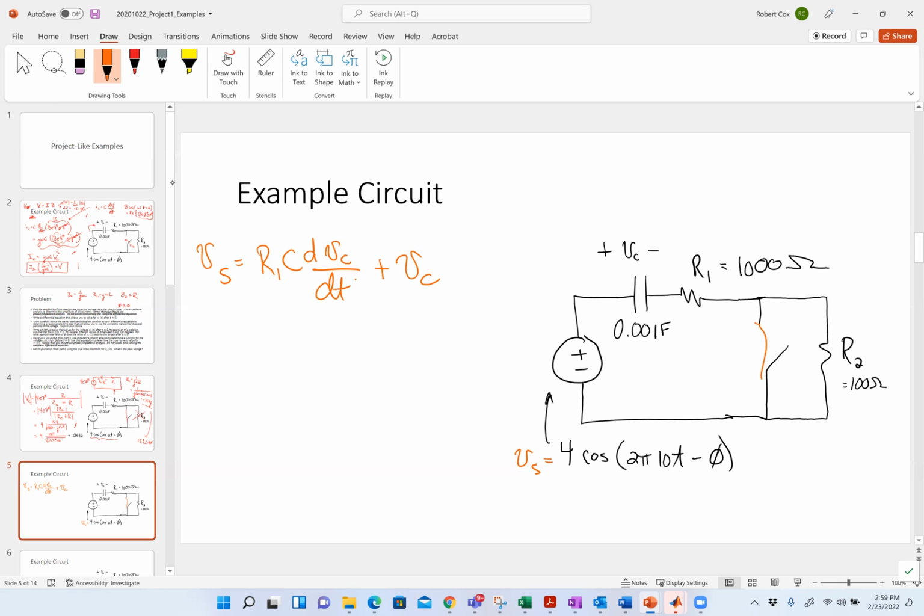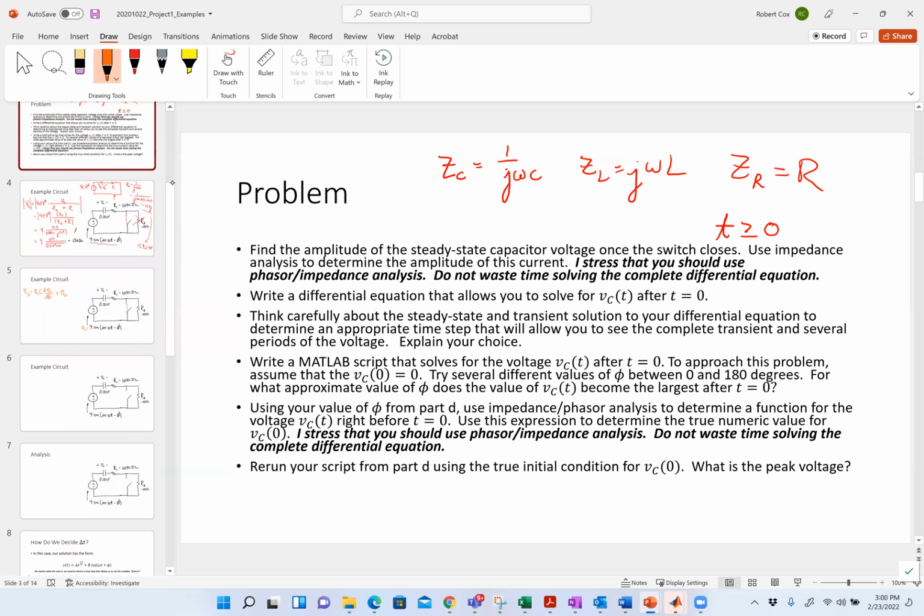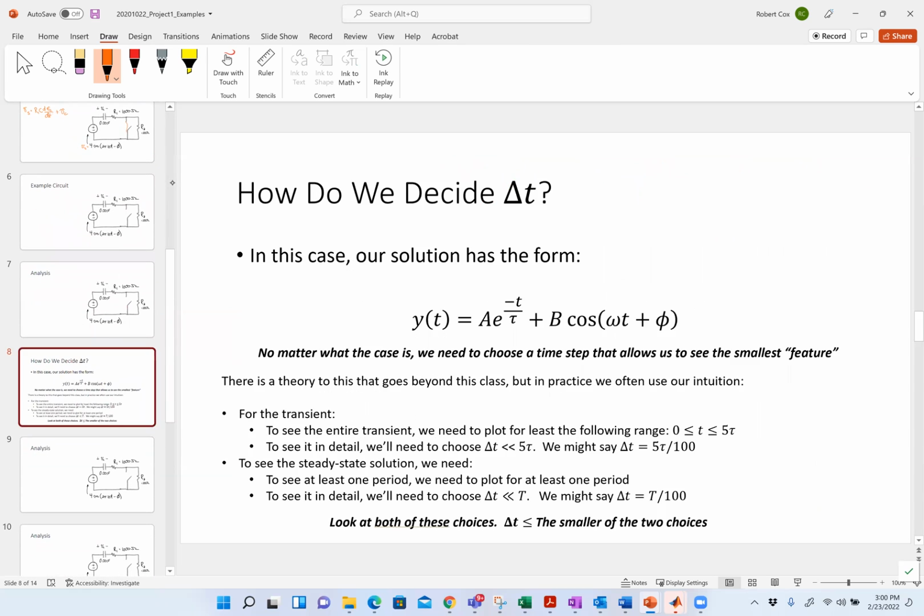Now, if I look at the rest of this, that's all you have to do for part B. Part C is this. Think carefully about the steady state and transient solution to your differential equation to determine an appropriate time step that allows you to see both the transient and the steady state. Explain your choice. That basically gets into what we started talking about previously. We've talked about this before.